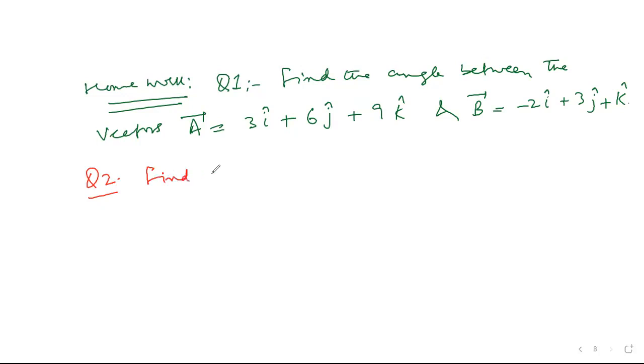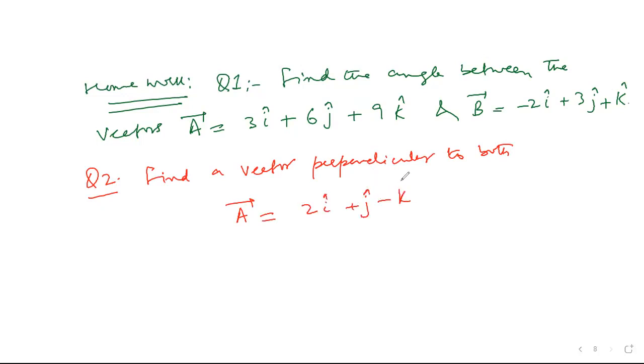Then question 2. Find a vector perpendicular to both A equal to 2i plus j minus k and B equal to i plus 3j minus 2k. This homework, find the angle between the vectors, find a vector perpendicular to both.